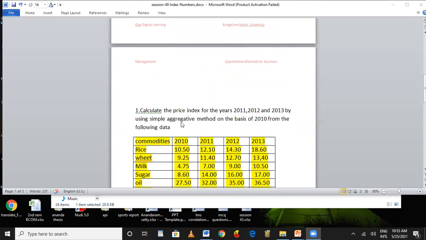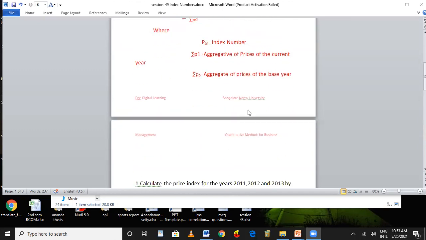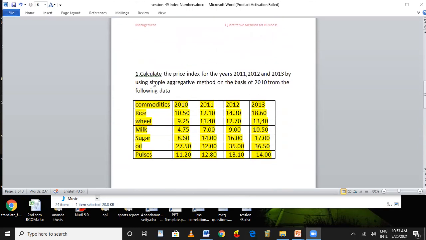Let us see how this formula will be worked out. Now, in the problem they are asking you to calculate the price index numbers for 2011, 12, 13 by using the simple aggregative method on the basis of 2010 from the following data. How many commodities are there? Here rice, wheat, milk, sugar, oil, pulses are there. Different commodities.